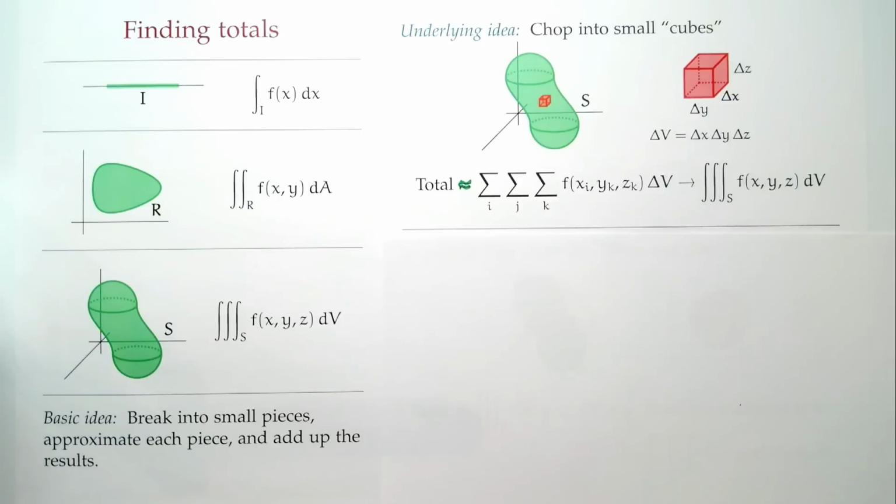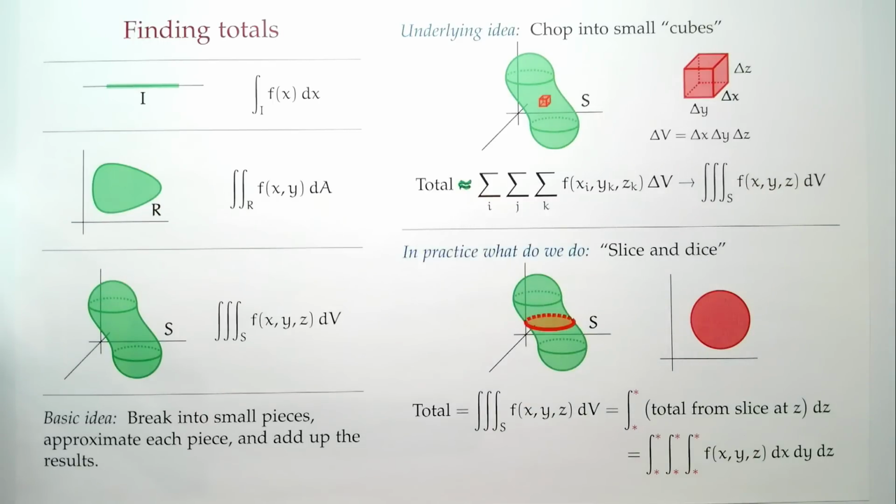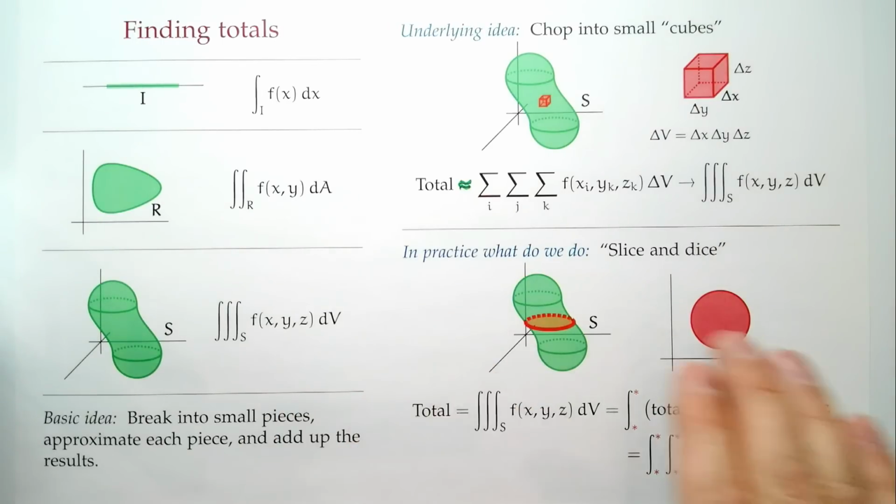Now that's the idea. What's the practice? How do we actually do it? Well, not surprisingly, we're going to generalize what we were thinking about for two-dimensional integrals. In two-dimensional integrals, instead of cutting things up into little tiny squares, we took very thin strips, and saw what happens. Now for three dimensions, we're going to do the same thing. We're going to take slices.